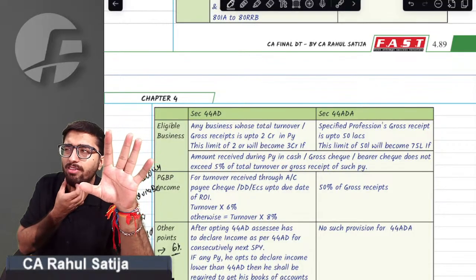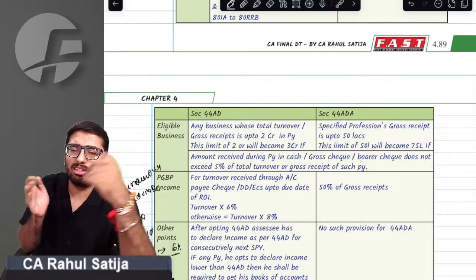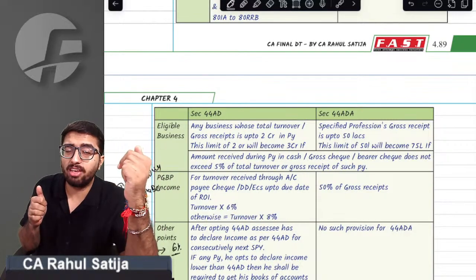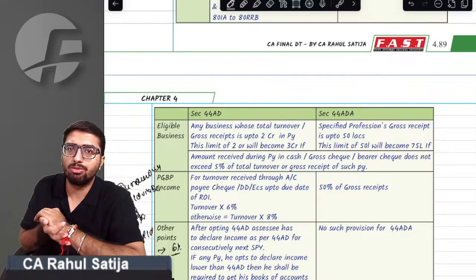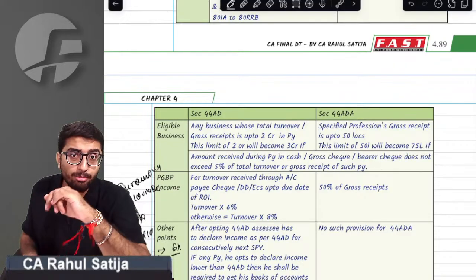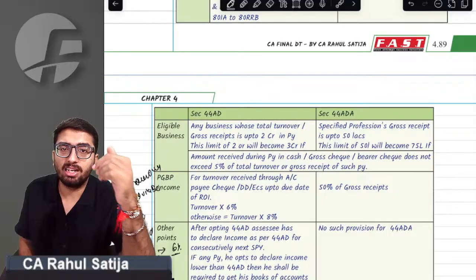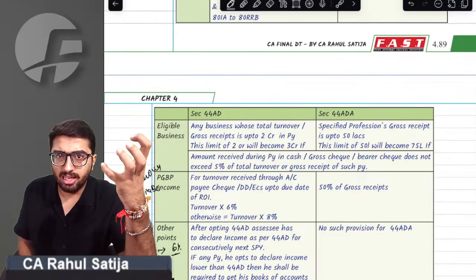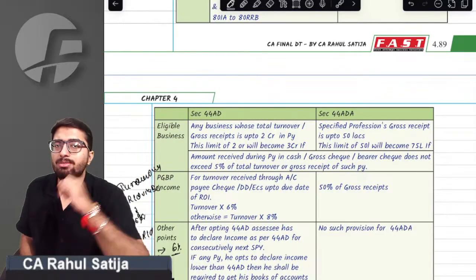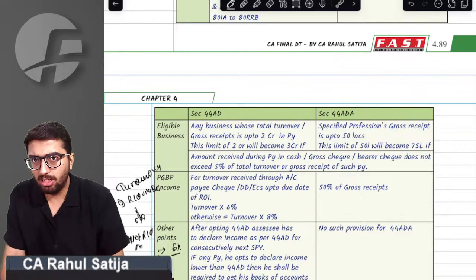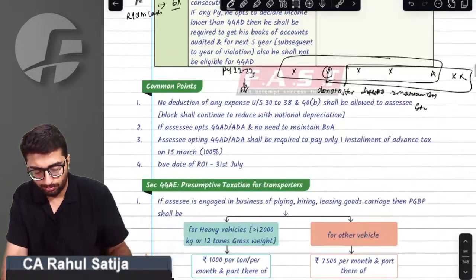So, do you have such a condition here that once you opt, you have to opt for the next 5 years also? The right answer is, we do not have this condition. But sir, we have a benefit: if 95% of the turnover is received via banking channel, in this case the 50 lakh limit will become 75 lakh rupees for any of the specified professionals.